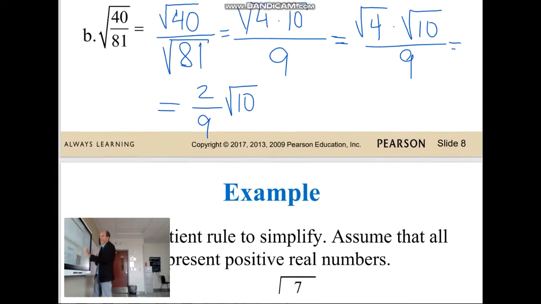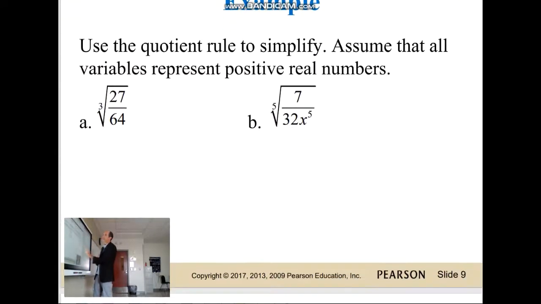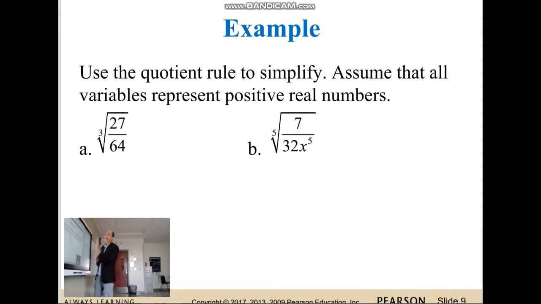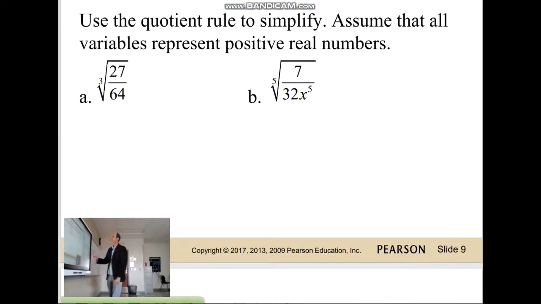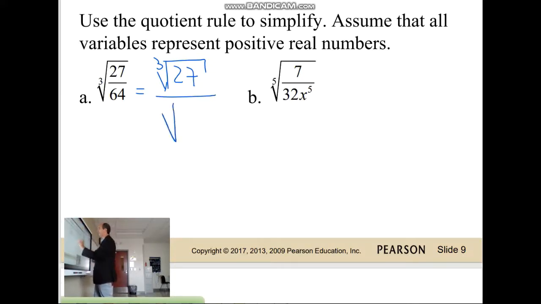Now, next, we have an example here. Use the quotient rule to simplify. Assume that all variables represent positive real numbers. Okay, so assume all variables are positive real numbers. We have variables only in letter B. Let's check the first one, letter A. We can simplify by splitting this, right? The cube root of 27 over the cube root of 64.